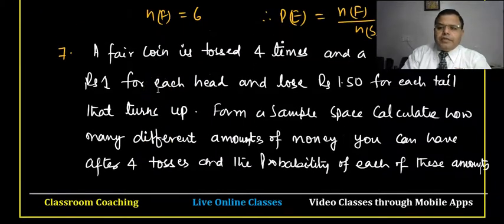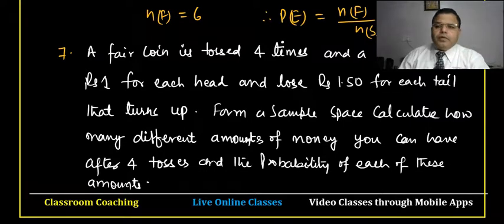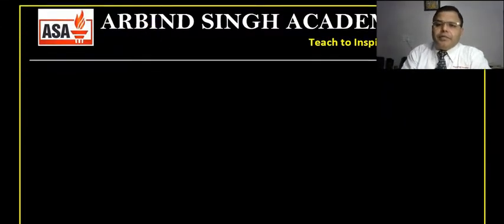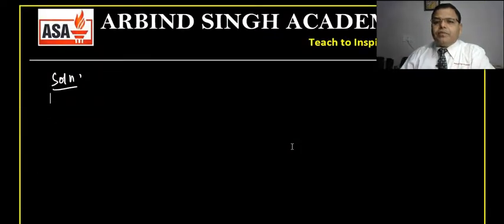So, how to deal with this question? 4 coins are tossed. For a head he will gain 1 rupee, and for a tail he will lose 1 rupee 50 paise. There are several parts in this question: form a simple space, calculate how many different amounts of money you can have after 4 tosses, and find the probability. So first of all, we have to make the simple space.